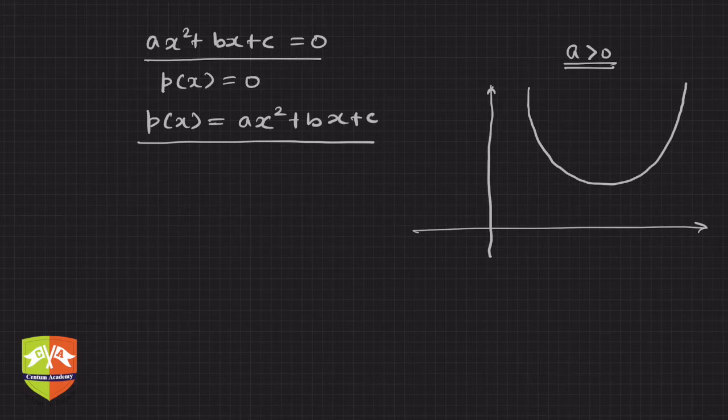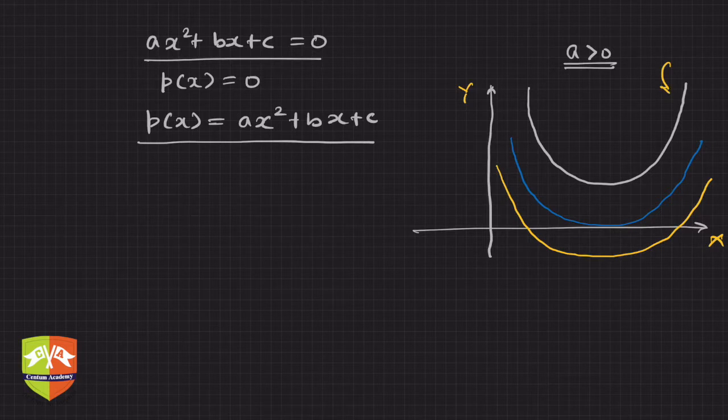So there are three possibilities. One is this. Another possibility is that the graph touches the x-axis exactly at one point. And the third possibility is that the graph intersects the x-axis at two points. So this is the x-axis and this is the y-axis, and this graph is of p(x), that is y is equal to p(x). If I plot this, you will get three such cases.